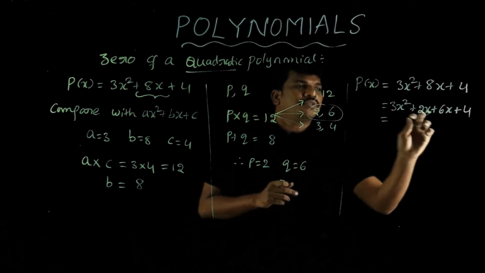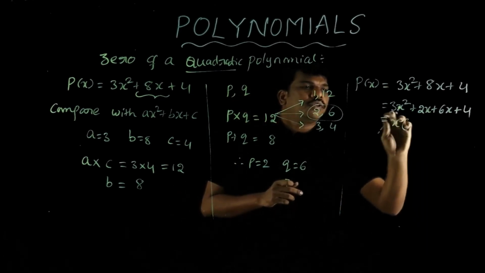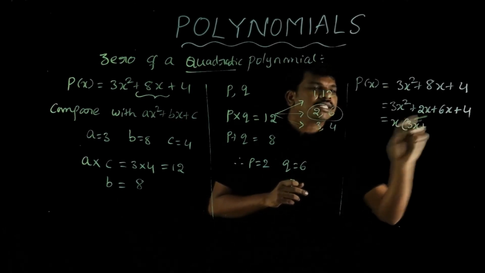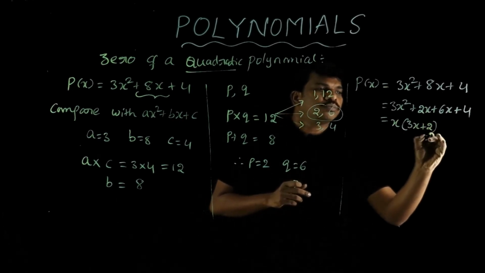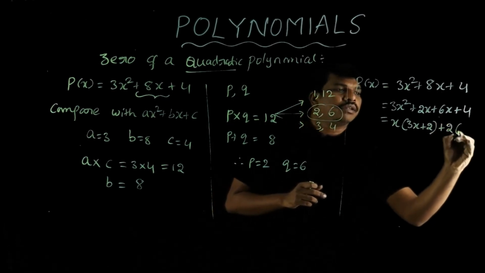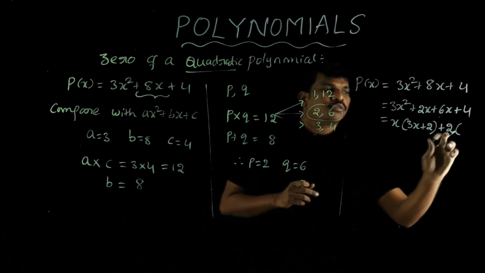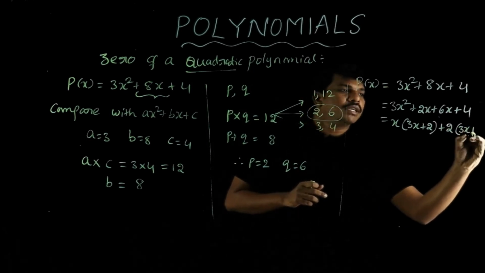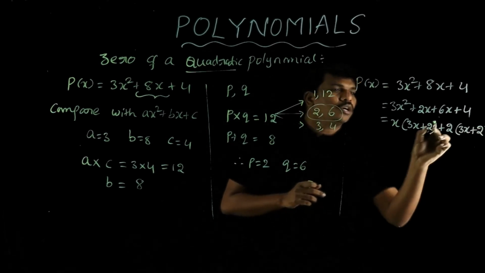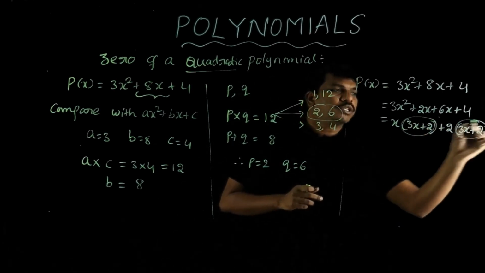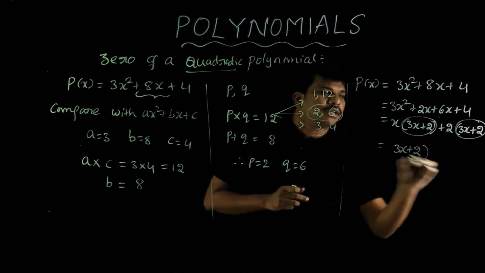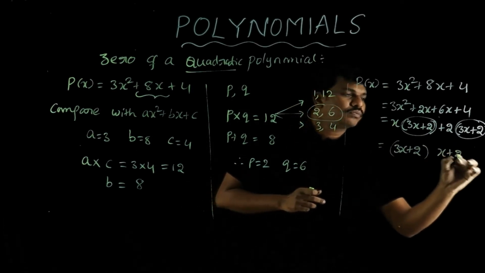From these two terms, x is common. Therefore, from 3x square, x is common, which means we get 3x. From 2x, x is common, which means we get 2. Similarly, from these two terms we can take 2 as common. Out of 6, 2 is common, so we get 3 times x plus, from 4 we took 2 as common, so we get 2. Now observe here, 3x plus 2, 3x plus 2, which is common here. By taking 3x plus 2 as common, we get x plus 2.